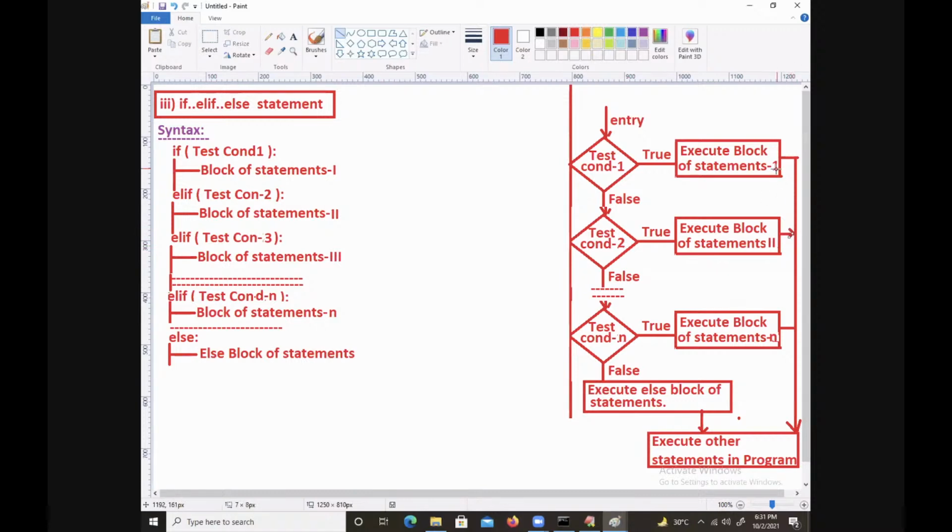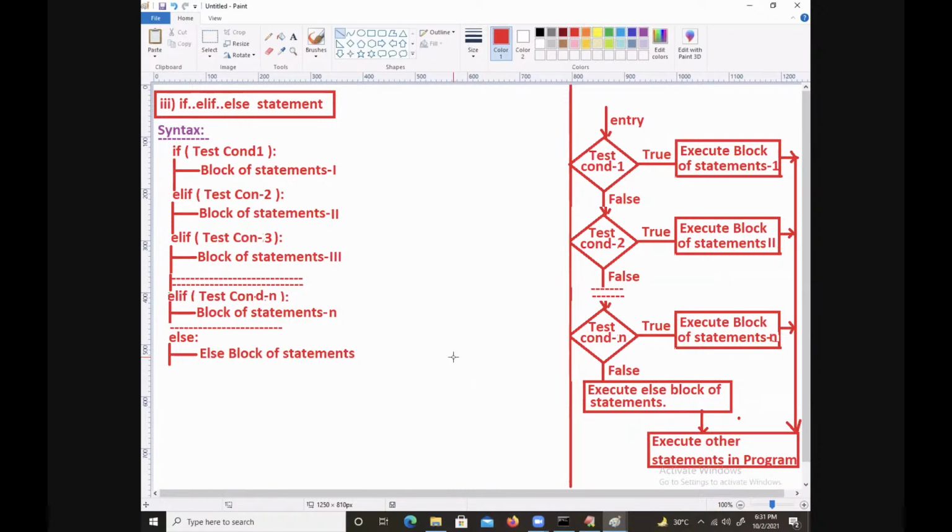Anyone, by seeing this diagram itself, you can easily capture the concept of this. Yes, students, is it a self-explanatory diagram? Can you understand easily? Yes, right. Really nice. Yes, ma. Thank you.